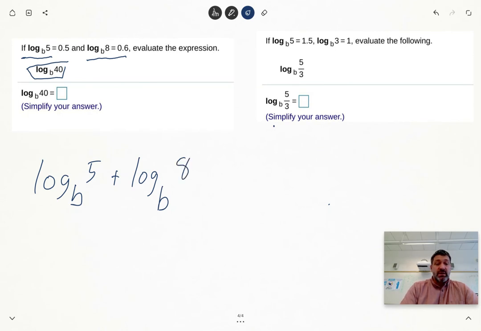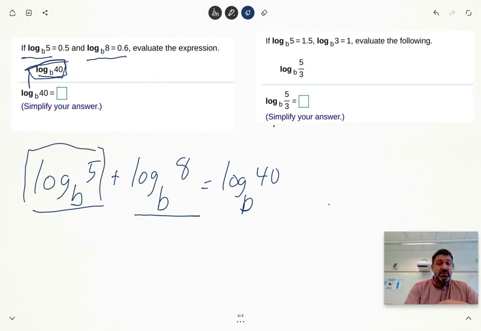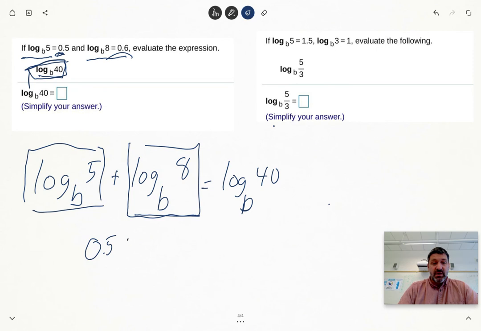So I'm rewriting log base b of 40 as log base b of 5, which we know, and log base b of 8. So those are equivalent expressions. In other words, that's the same as log base b of 40, which we're looking for. Only now we know that this is equal to 0.5, and this is equal to 0.6. So when we add those, we get an answer of 0.5 plus 0.6, or 1.1.